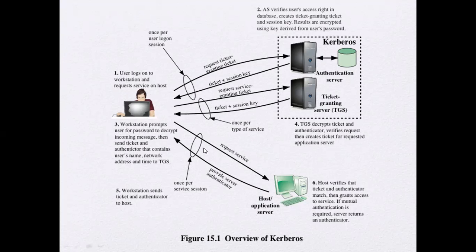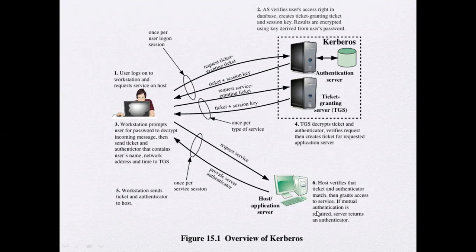After he requests the service from the server, the server once again checks whether the particular person is the right person, whether he is an authenticated person, whether the ticket is correct, and whether the network address, username and all these parameters are correct. Only after verifying, the host verifies that the ticket and authenticator match, then grants access to the service. If it is okay, the server replies with the service to the user.